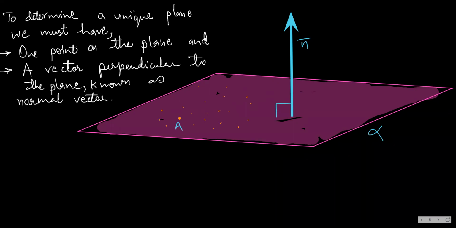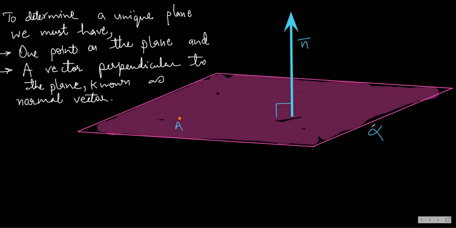So since I knew that point, I knew that the alpha plane is passing through that point. Now suppose students, if I wasn't given this vector n bar, I knew two things. Number one, the plane is passing through point A, and number two, the plane is perpendicular to vector n bar. If any of these two is missing, I won't be able to get alpha plane.